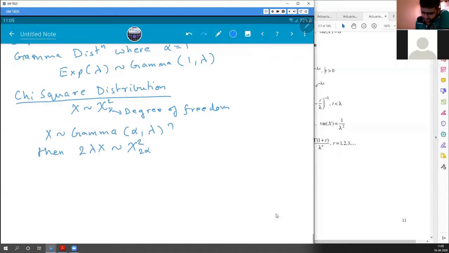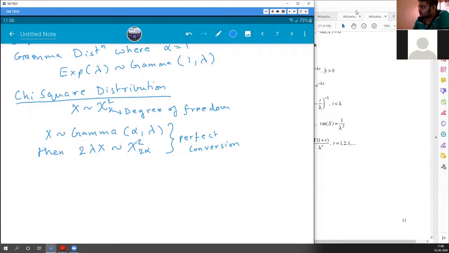So this is a perfect conversion. This is not an approximation. Remember, we converted our binomial into Poisson. That was an approximation. But this is not an approximation. This is a perfect conversion. So we can convert every gamma distribution into a chi-square distribution. And because the chi-square distribution only has one parameter, it's easy to make tables of the chi-square distribution.